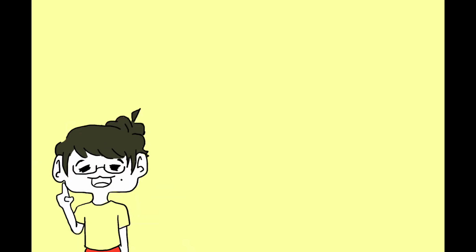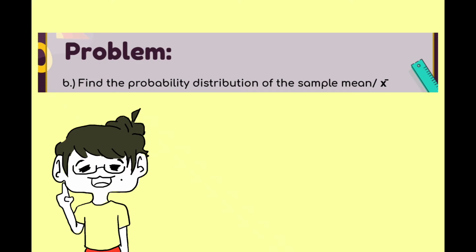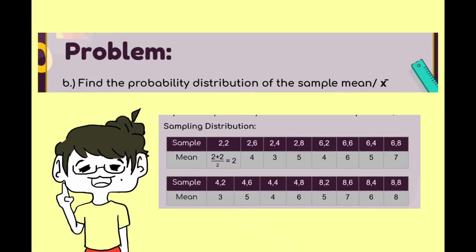Now we're done with letter A, so let's answer letter B. Here we have to find the probability distribution. But before we do that, we have to fill out the sampling distribution. This is what the sampling distribution would look like. The samples are filled out by all the possible sample sizes of 2. There are 16 samples in total.